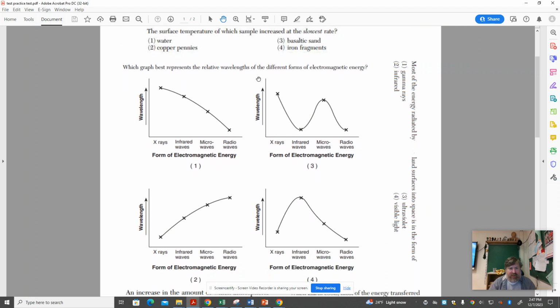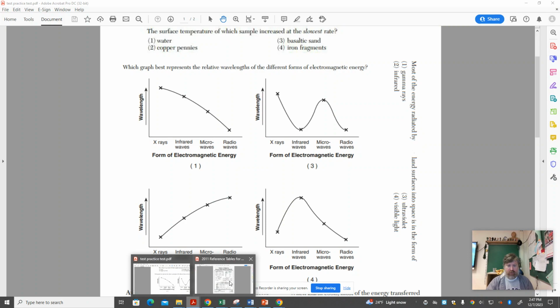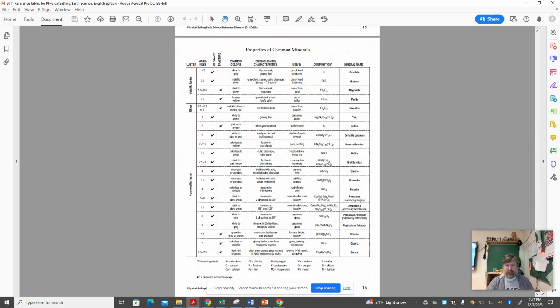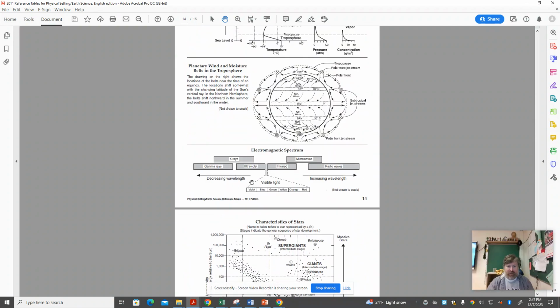Which graph best represents the relative wavelengths of these different forms of energy? So this isn't something I've ever said to memorize. And when that happens, in your head you've got to say, that's probably a reference table question. That's the hardest part of this, is realizing that it's a reference table question. Once you realize that, it's actually very easy.